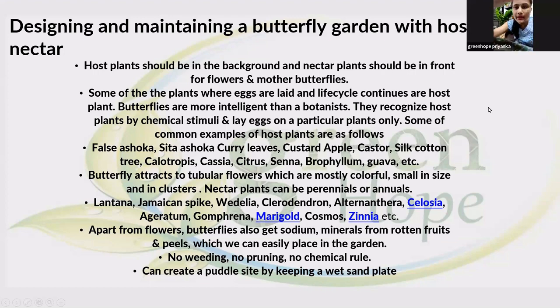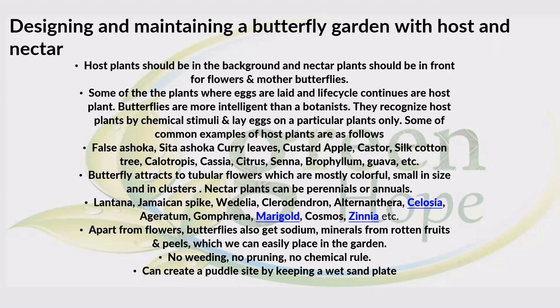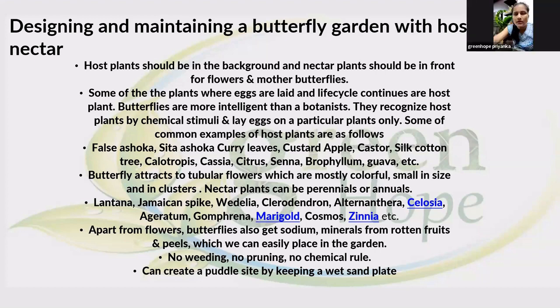This slide, you can make it big and take a screenshot and keep it for reference. So host plants will be in the background, host plants are fine in the background. If host plants are behind you, that's fine, but the flowering plant, the nectar plant, that should be in front. That should be the focus of your butterfly garden.